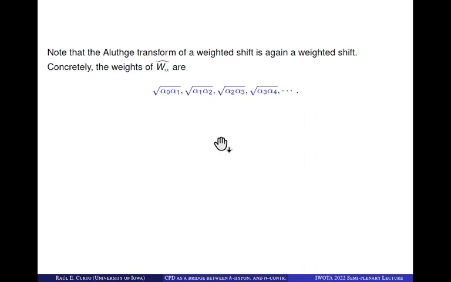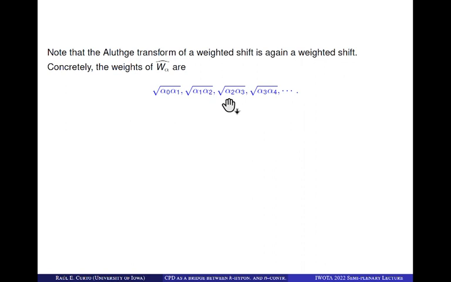Now, the Aluthge transform of a weighted shift is again a weighted shift. Concretely, if you look at the weights of the Aluthge transform, they are formed by taking alpha 0, alpha 1, alpha 1, alpha 2, alpha 2, alpha 3, and then square roots. And the reason for the different alphas is that one of the square root P's acts on the basis vector, and then comes the partial isometry U, which is the shift, moving the vector one space, and then the radical P comes on the other side, and that's what creates the discrepancy between the two alphas here.